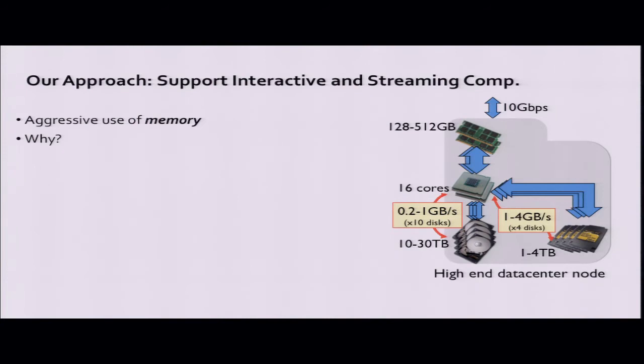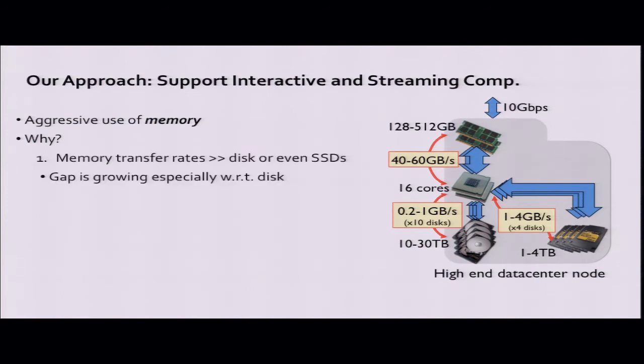SSDs are a little bit better. Here you have between 1 and 4 gigabits per second, but here you have only 4 disks. And for memory, you have much more, between 40 and 60 gigabytes per second. So memory transfer rates are clearly much higher than the disk or even SSDs. And this graph is growing, especially with respect to disk. Right? So memory is much faster. Everyone knows that. This is to give you some quantitative numbers to put things into perspective.